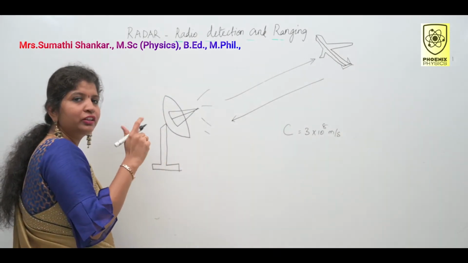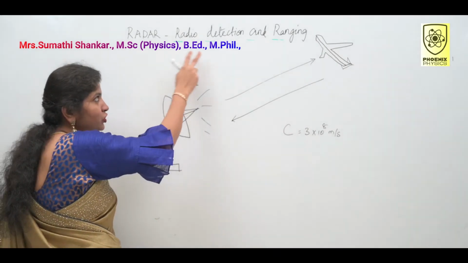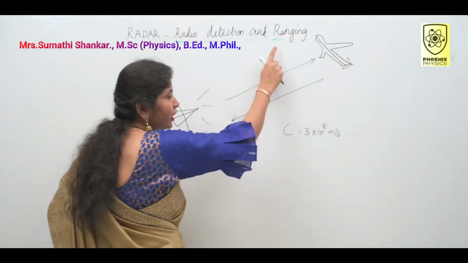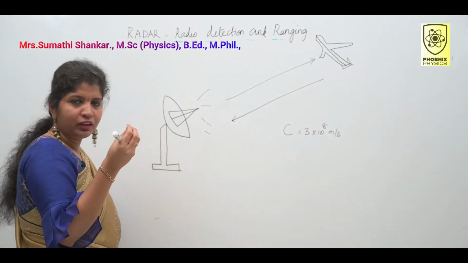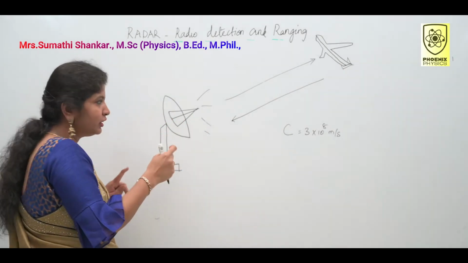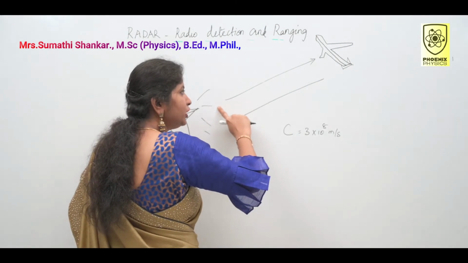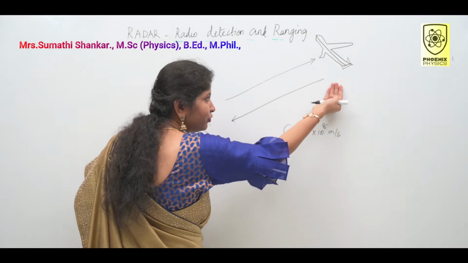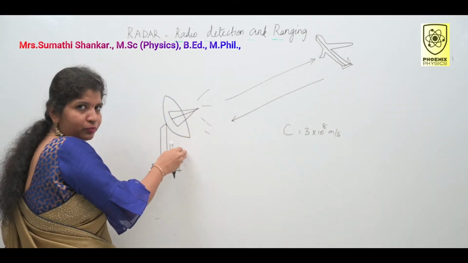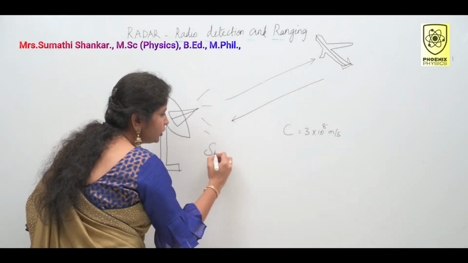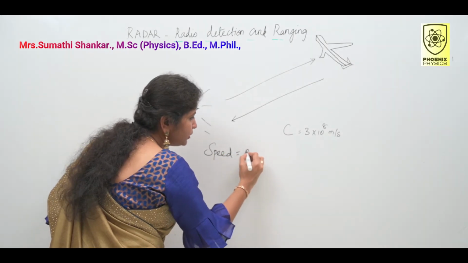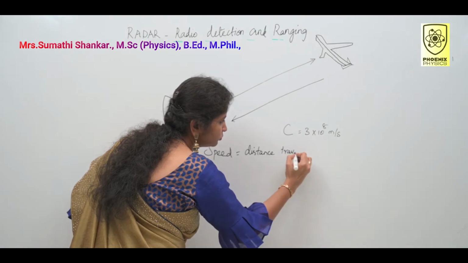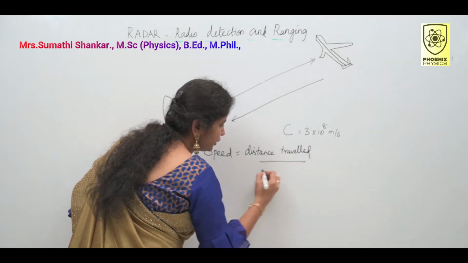How to determine the range? What is range? Range is nothing but distance. The range is determined by the time taken by the signal to reach the target and return back from the original position. You know the formula, speed is equal to distance travelled by time taken.